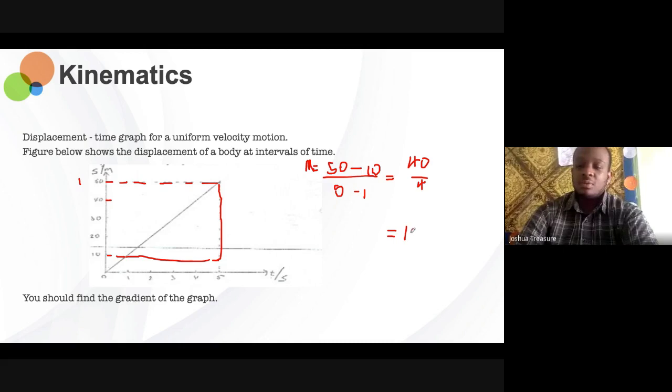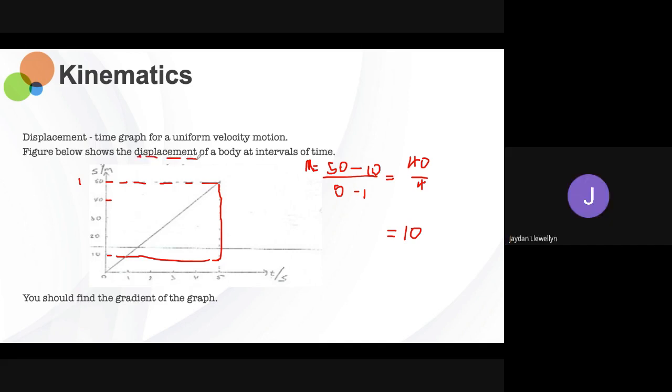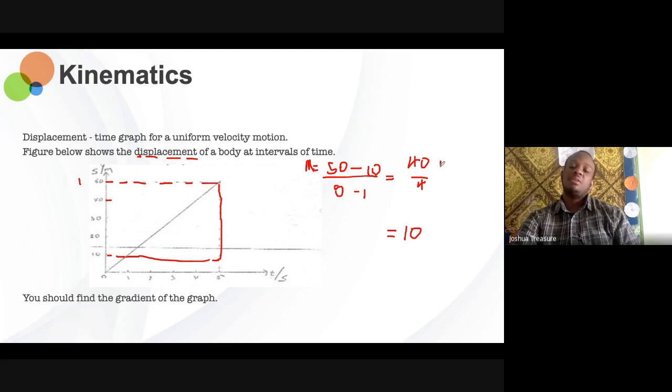And our units. What is our unit here? What is on the y-axis? Meters per second. So meters at the top, and then we have seconds in here. The final unit is meters per second.